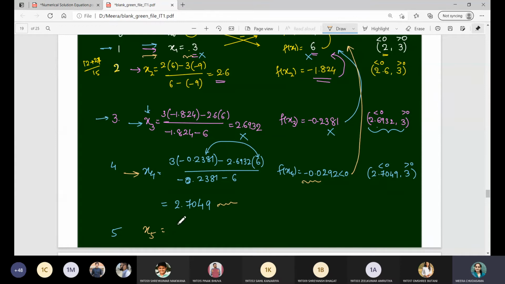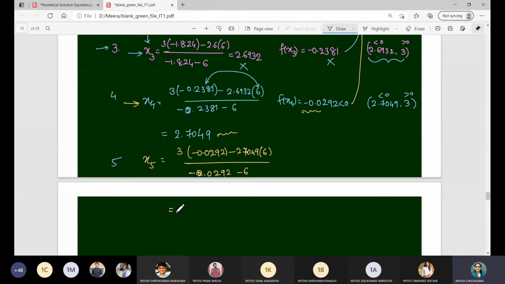So in that case, the new computation from the table you can write as 3 into minus 0.0292 minus 2.7049 into 6 divided by minus 0.0292 minus 6. So evaluate it. And evaluate the function value along with it, right, and let me know the answer. x5 is 2.7063. 7063, fine.